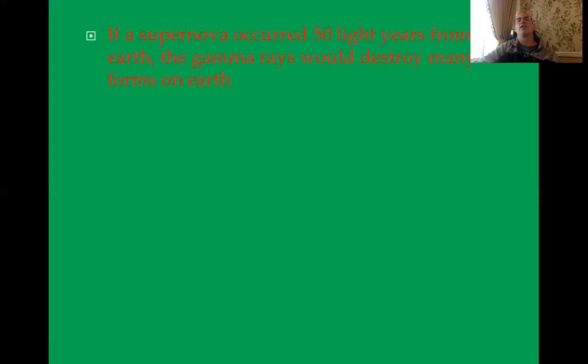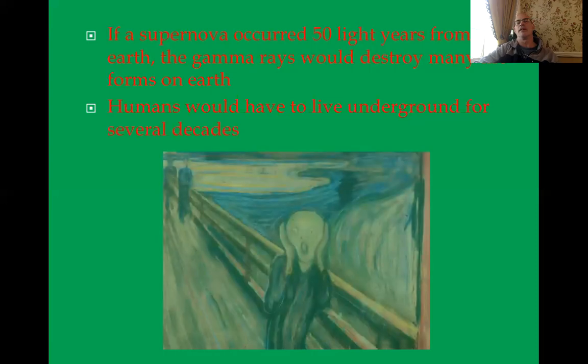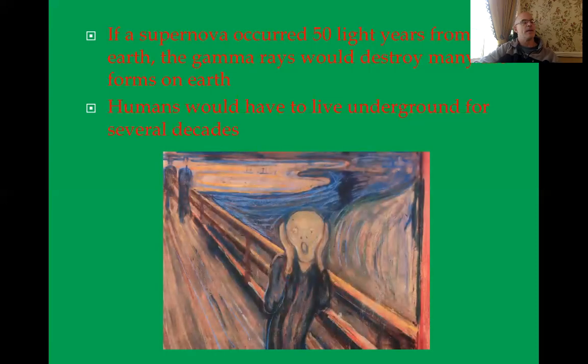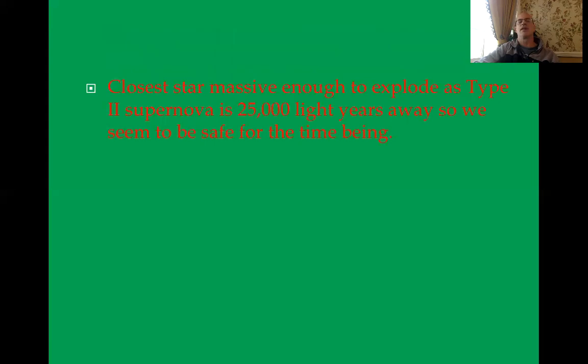If a supernova occurred 50 light years from the Earth, the gamma rays would destroy many forms of life on Earth. Humans would have to live underground for several decades. So you think quarantine is bad. Imagine living underground for several decades. That would be pretty severe, right? Now, the thing is, the closest star massive enough to explode as a type 2 supernova is 25,000 light years away. So it appears that we are safe from something like that, at least at this point.